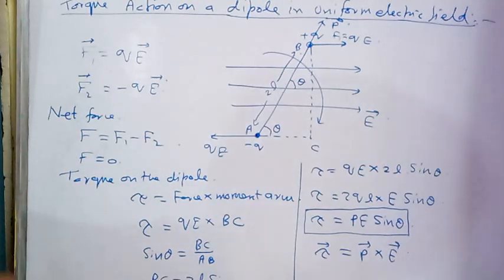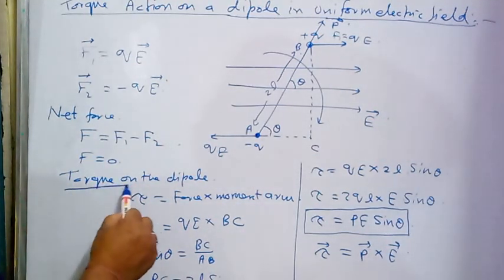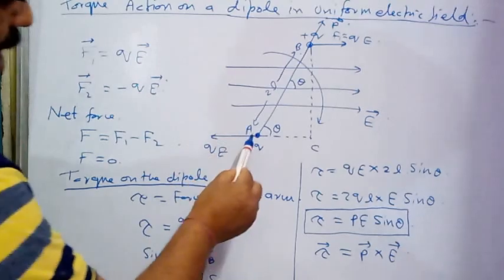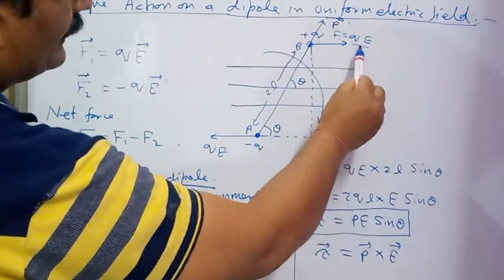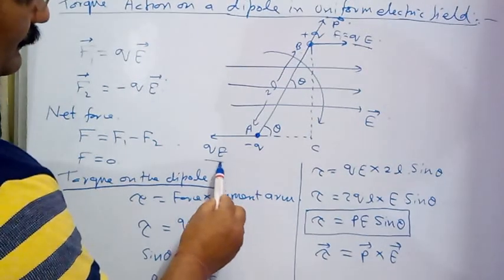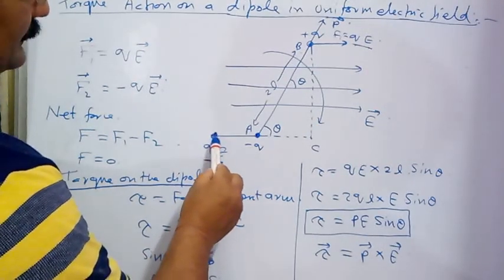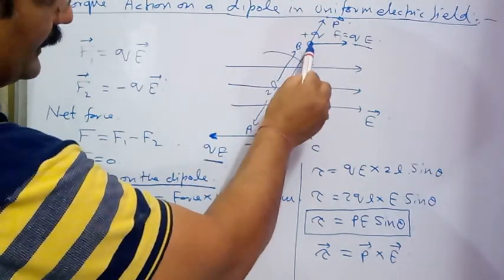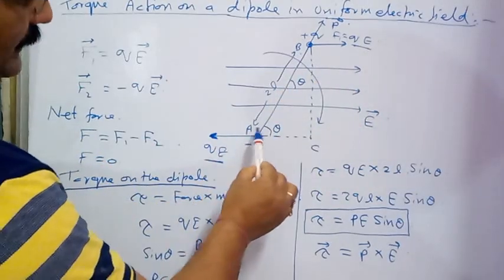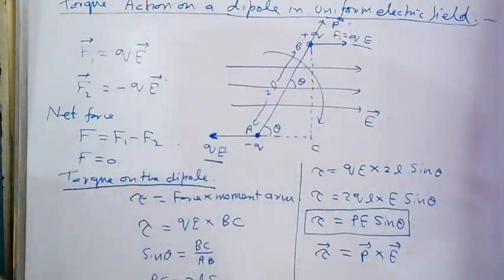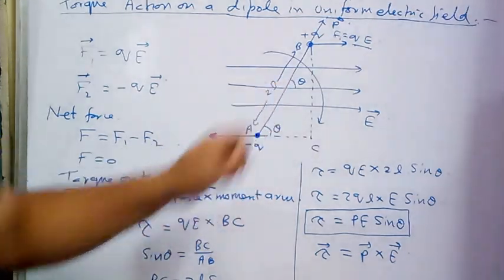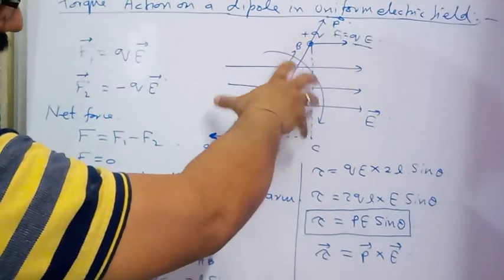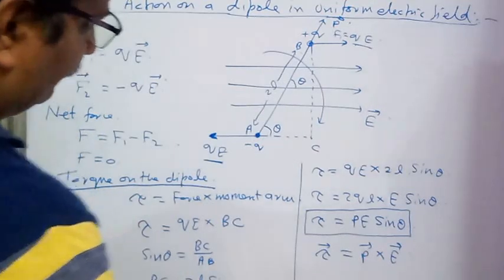Now the question arises, what is the torque? Torque is the rotational effect of the couple of two forces. Here you can see in the figure, force QE in the rightward direction and force QE in the leftward direction. These two forces are forming a couple of force. They are acting on the same entity but in the opposite direction. So this type of forces are called a couple of force. These two forces are trying to rotate the dipole in clockwise direction. They try to align the dipole along the direction of the electric field.